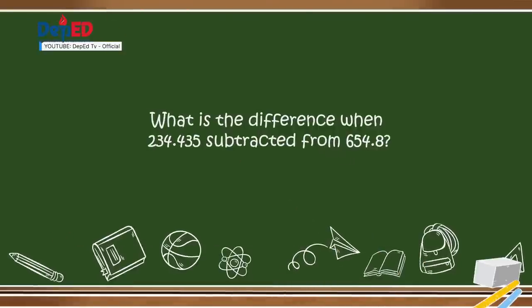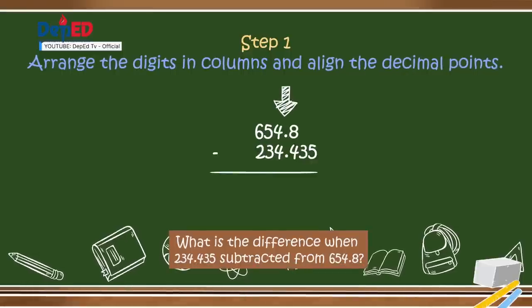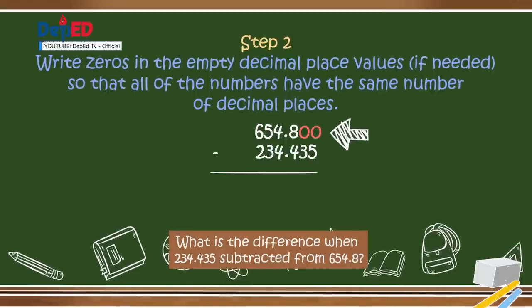What is the difference when 234 and 435 thousandths is subtracted from 654 and 8 tenths? To subtract decimal numbers, step 1. Arrange the digits in columns and align the decimal points. In this case, the minuend is right after the words "subtracted from." Step 2. Write zeros in the empty decimal place values, if needed, so that all of the numbers have the same number of decimal places.